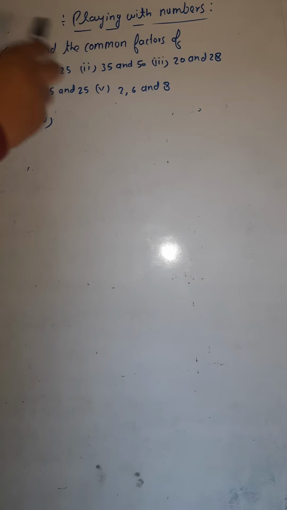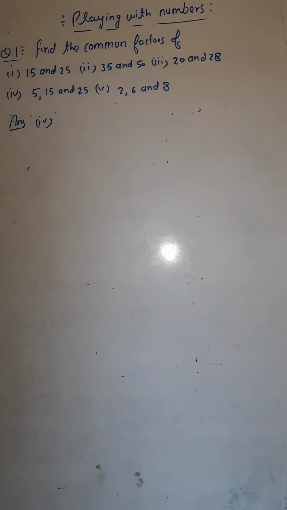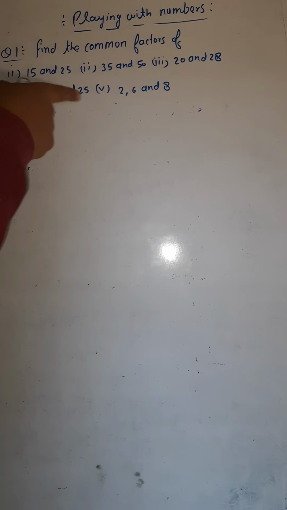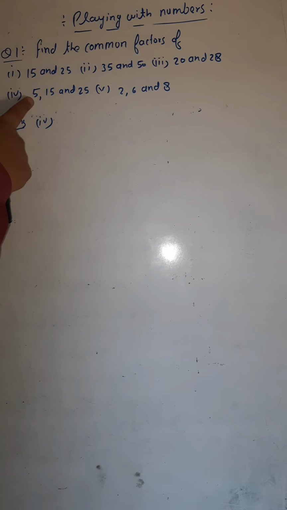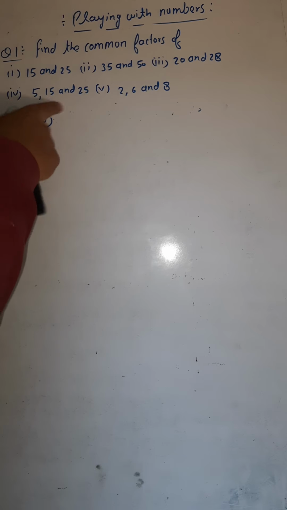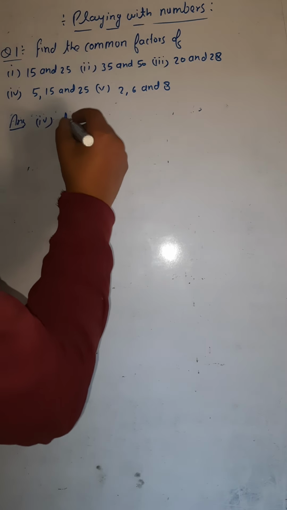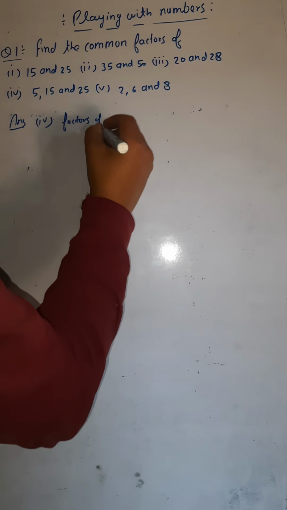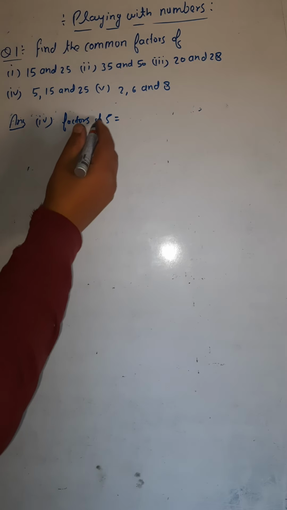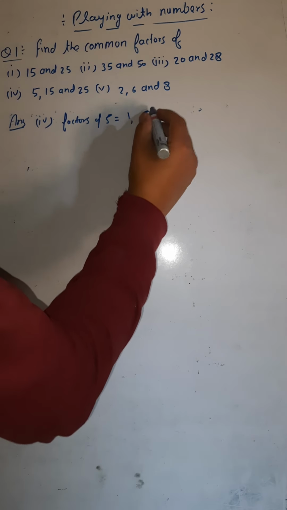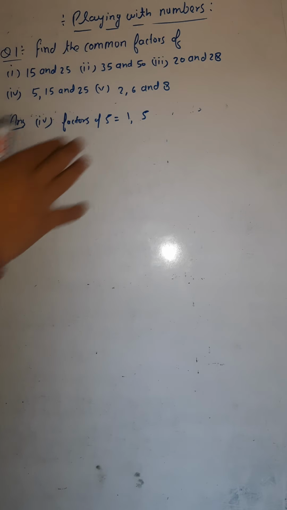Now question number two and three you would do on your own, the way we have done the first question. Now we would do the fourth question. Again you have to find out the common factors of 5, 15 and 25. First you would find out the factors of 5, then the factors of 15, then 25. Can you tell me the factors of 5? Yes, divisible by 1, 5 times. Now nothing else is there. So these are the factors of 5.